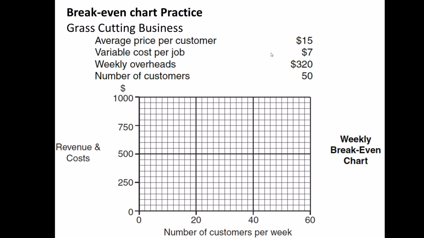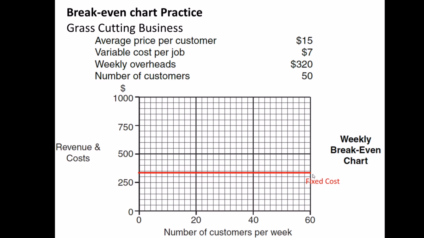320. Okay, so you are going to draw a horizontal line just like this at 320. Easy. And then what about the variable costs? The variable costs are 350. So 7 times 50, then you will get the number at 50 customers.